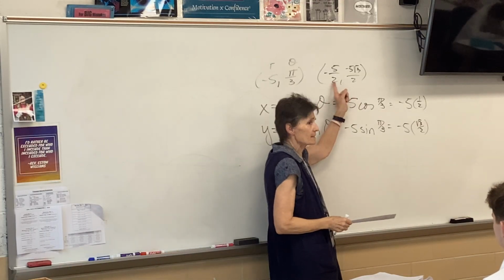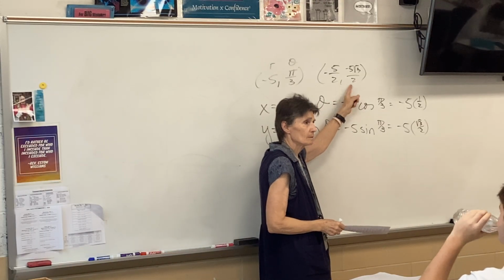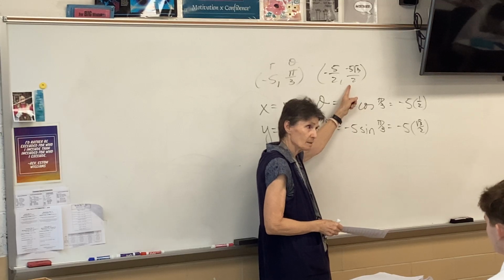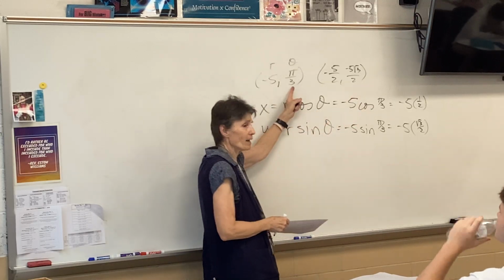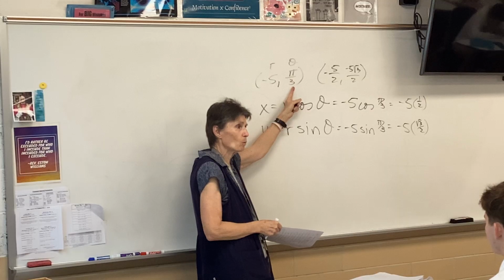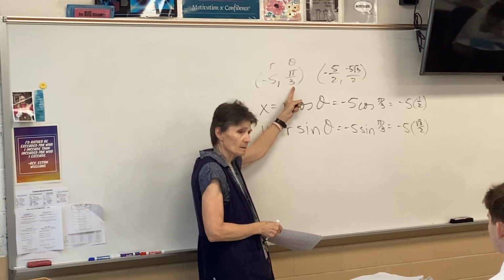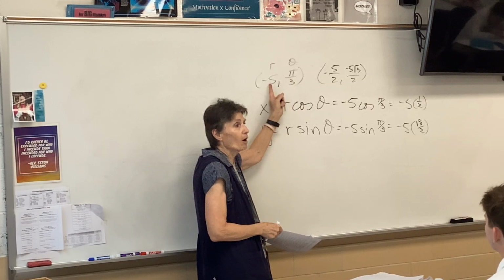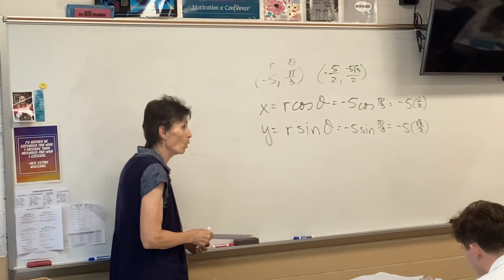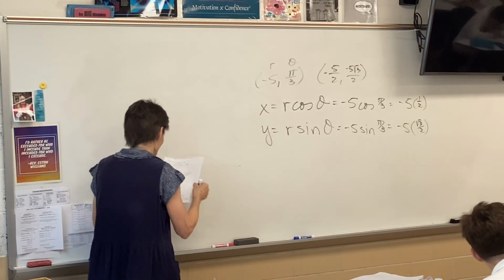Which quadrant is that point in? Quadrant 3. But wait a minute. Pi over 3 is an angle in quadrant 1. What happened? R is negative. So we went from quadrant 1 to quadrant 3.